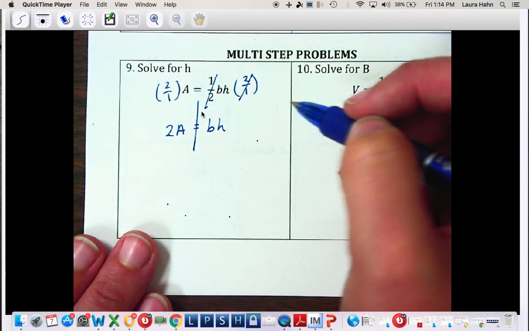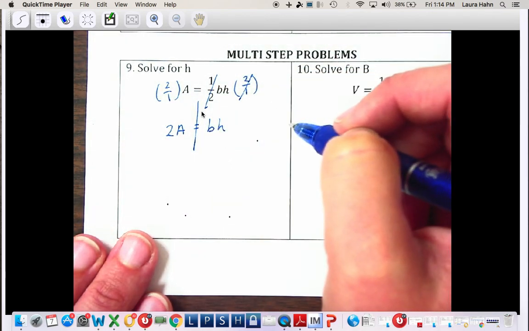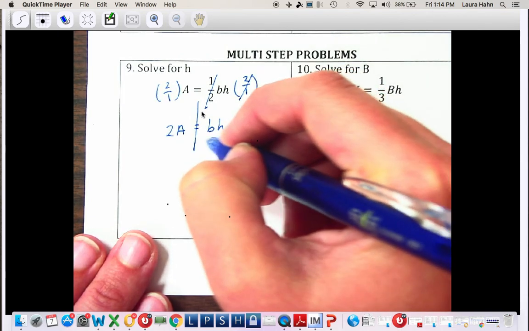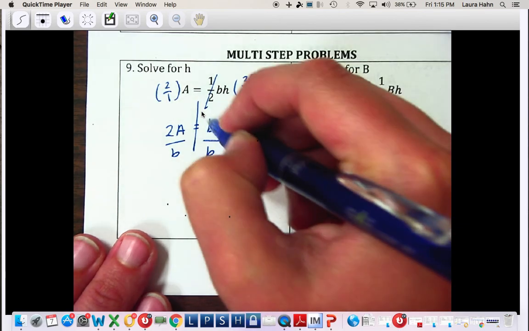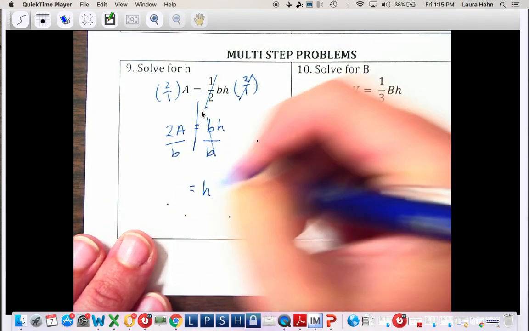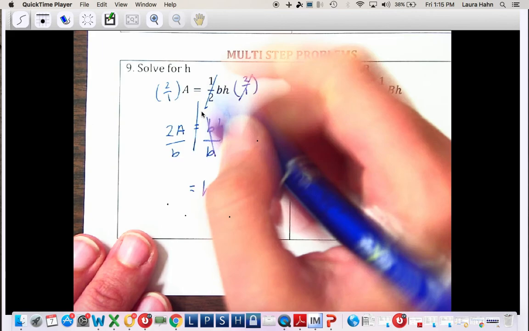So if I want h by itself, now I only have to get rid of the b. These are touching, which means multiply, so I need to divide by b on both sides. B's cancel, so h falls down. There's nothing I can do on this side, so everything's just going to drop.